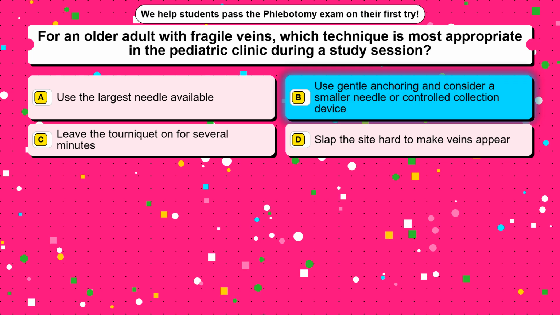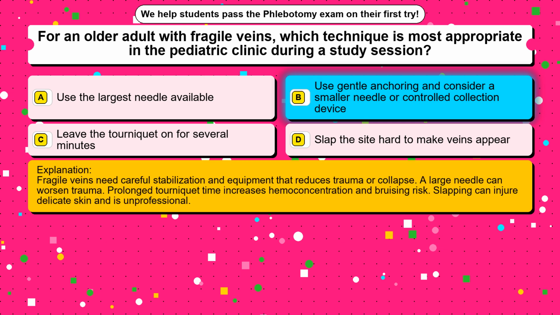The correct answer is option B. Use gentle anchoring and consider a smaller needle or controlled collection device. Fragile veins need careful stabilization and equipment that reduces trauma or collapse. A large needle can worsen trauma. Prolonged tourniquet time increases hemoconcentration and bruising risk. Slapping can injure delicate skin and is unprofessional.